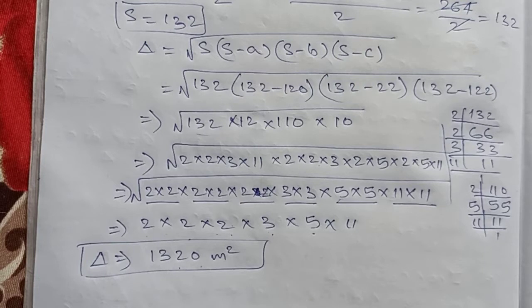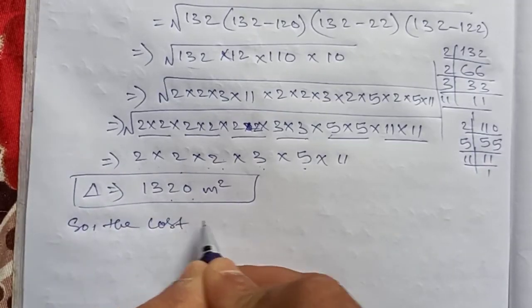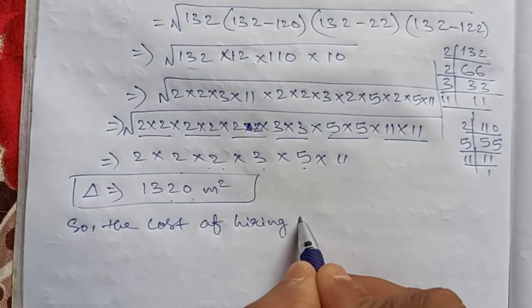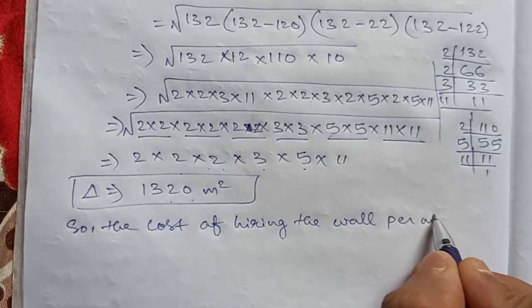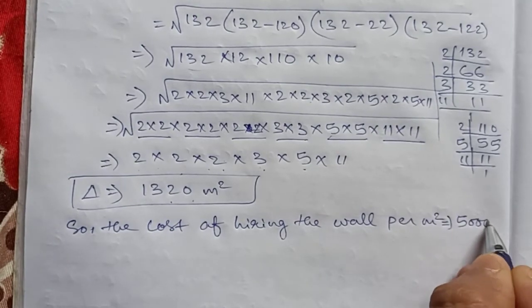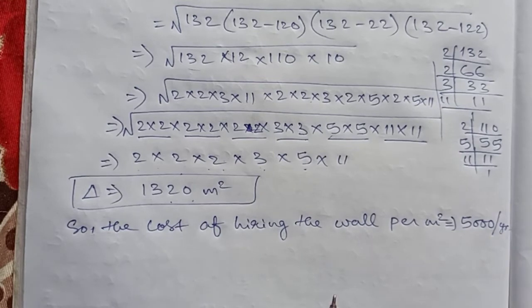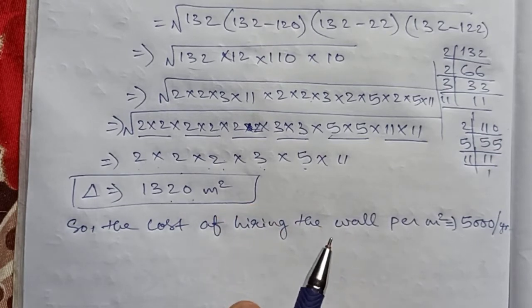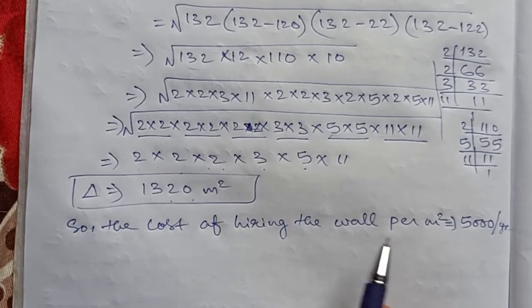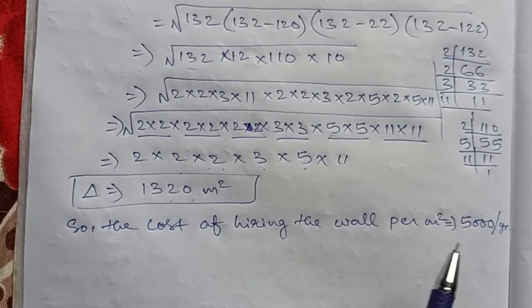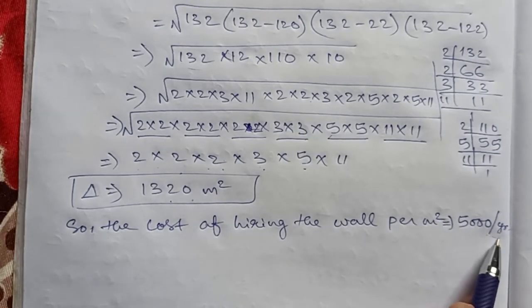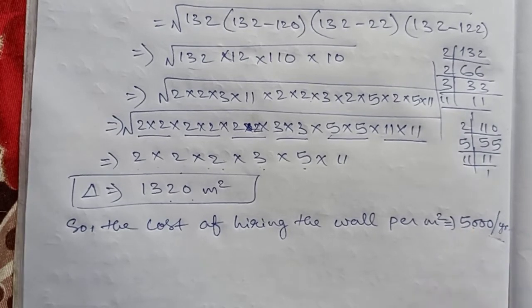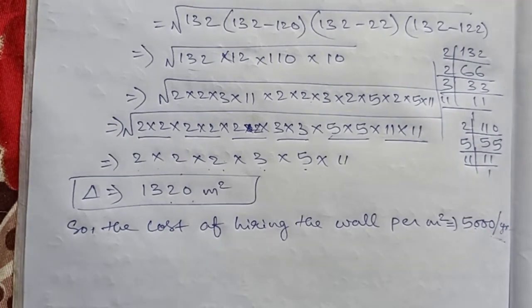Now we have to calculate the amount the company has to pay for hiring the triangular side wall. So the cost of hiring the wall per meter square is 5000 per year. Per meter square means 1 meter square is 5000 per year. So for 2 meter square it will be 10,000, 3 meter square it will be 15,000, and it is for 1 year. For the whole year we have to pay 5,000. In the question it is asking to calculate the amount to be paid for 3 months.